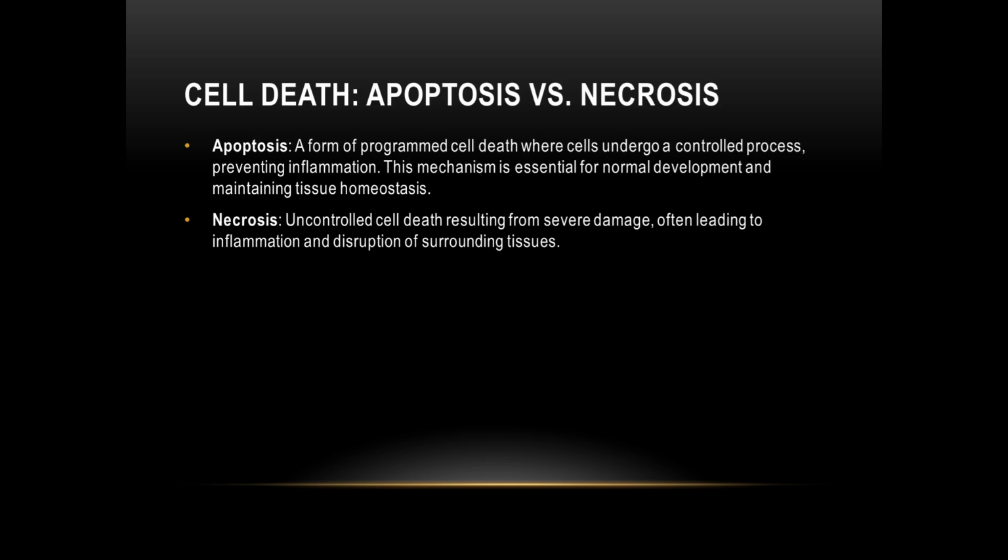7. Cell death. Apoptosis versus necrosis. Cell death can be classified into two main types. Apoptosis, a form of programmed cell death where cells undergo a controlled process, preventing inflammation. This mechanism is essential for normal development and maintaining tissue homeostasis. Necrosis. Uncontrolled cell death resulting from severe damage, often leading to inflammation and disruption of surrounding tissues.